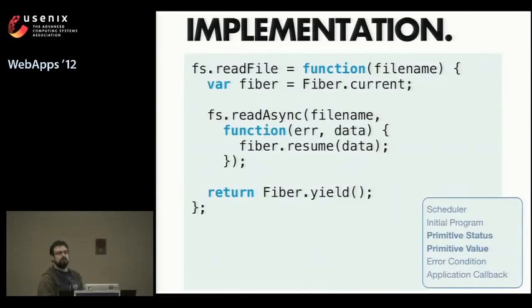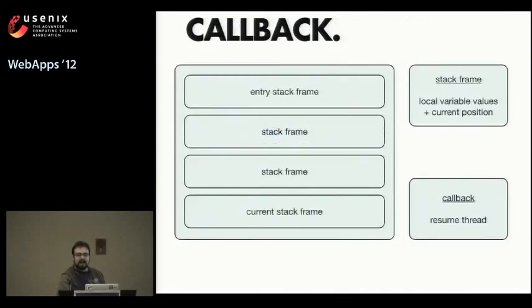And in the implementation, you would be able to implement read files something like this. You would say, give me the current fiber, read async, and then inside the callback for read async, you would resume the fiber, and you'd return the yielded fiber. Then later on, whenever read async returned, it would basically continue execution. So there is a nice thing here, which is that we can implement in JavaScript code a semantic that before had to be implemented in the VM, but this doesn't actually solve any of the problems that we had before.